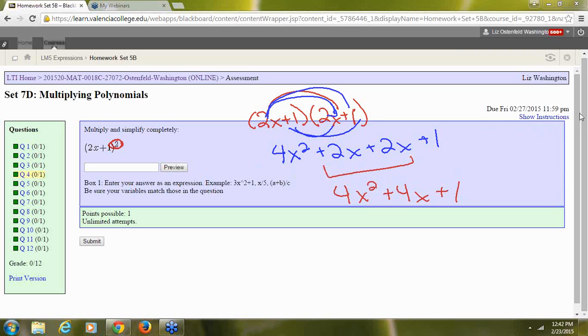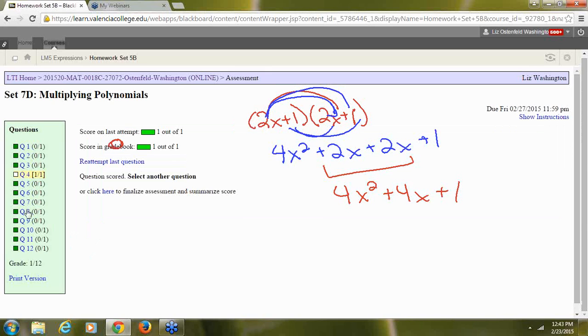Now in this problem, they actually want you to type the answer in, so I'm going to show you how to do that. You're going to do 4x. You're going to hit the up arrow, which is above the number 6 key. You have to hit Shift 6 to get the up arrow 2. And that is how we write an exponent. Plus just 4x and then plus just 1. It's always a good idea to preview your answer to make sure it looks the way you want it to look. Then I'm going to go ahead and submit.